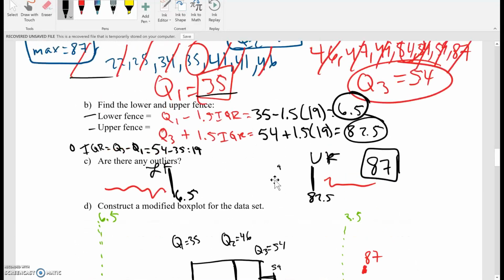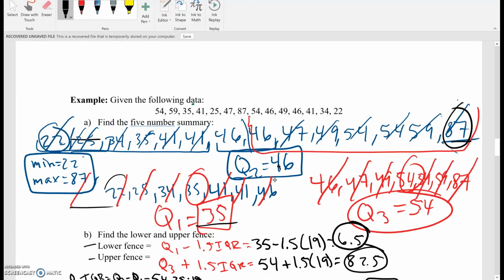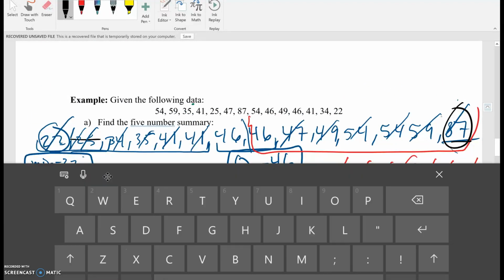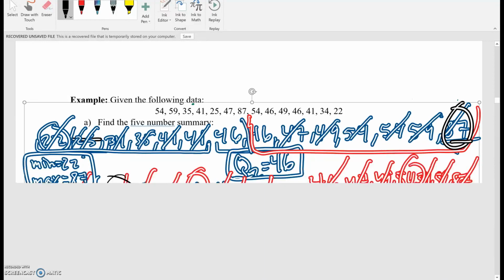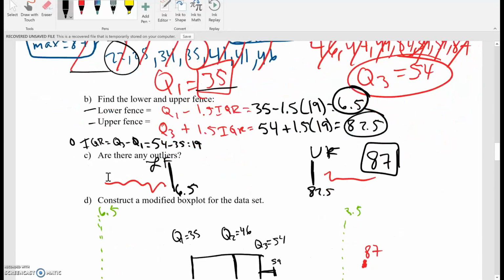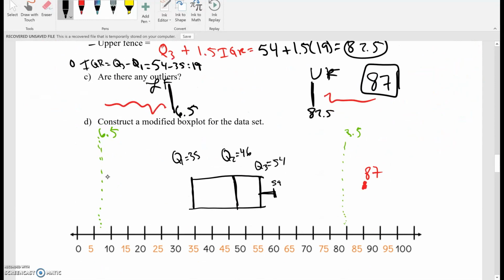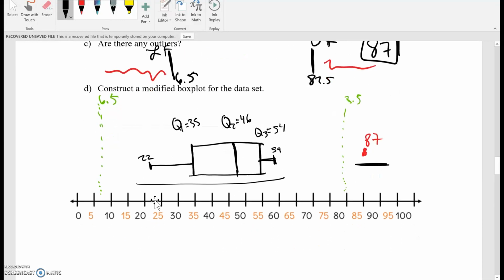Okay, now what about my lowest value? My lowest value is going to be this 22. So 22 is going to be around here, and that's going to be my lowest value. And this is now going to be my box plot. Now you can go ahead and get rid of these green marks because we don't need them. My box plot is just going to be all of this, and it's also going to include this 87. Okay, and that's how you basically make a box plot.